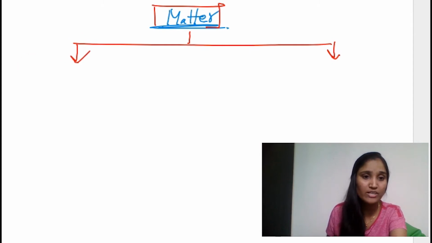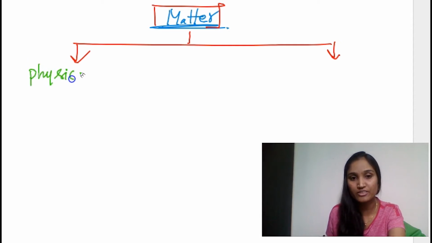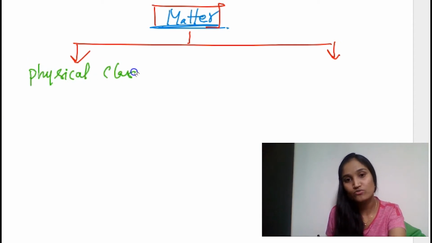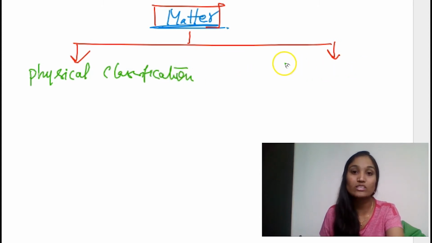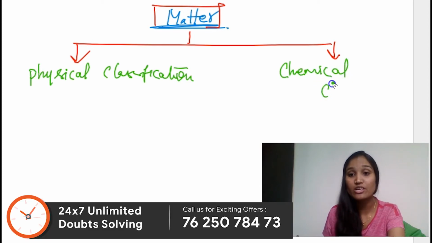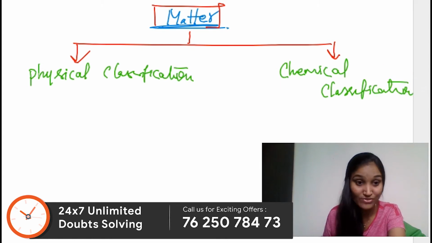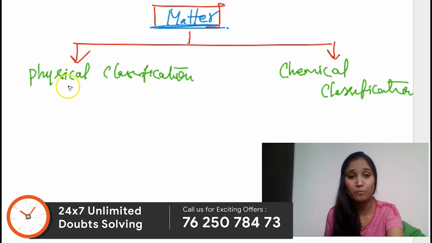The first classification is physical classification. And the second one is chemical classification. What's physical and what's chemical classification now?